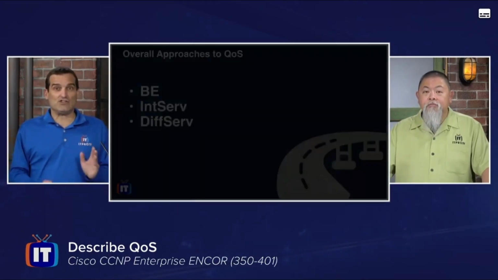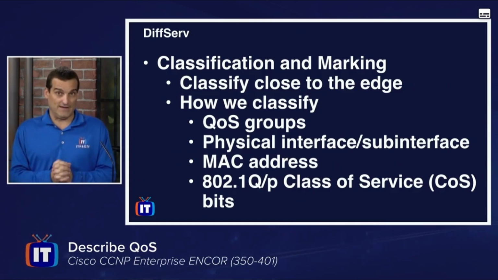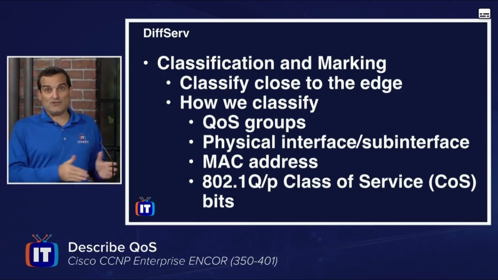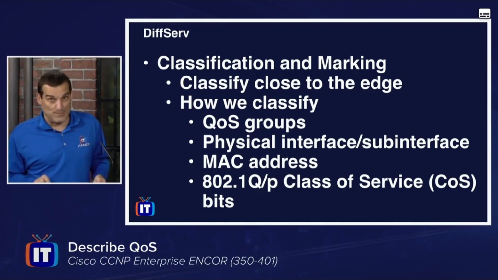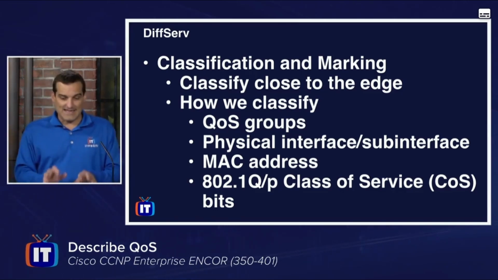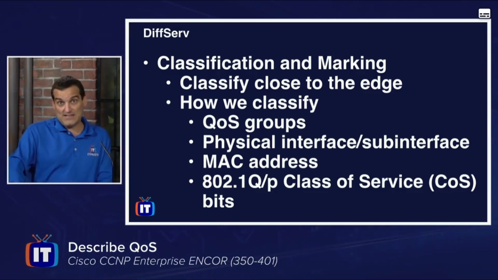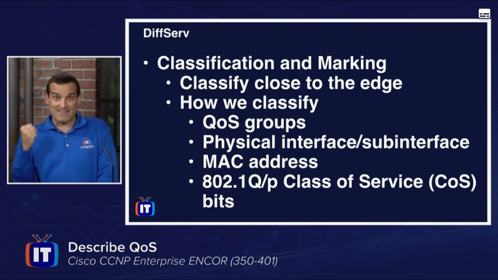The differentiated services approach begins by classifying traffic. We classify traffic first. We like to classify traffic as close to the edge of the network as possible. Let me even give you a better definition. We like to do it as close to the source as possible. So if Ronnie is sitting at his desk and he picks up his voice over IP phone to make a phone call, we want to classify it right there at the source of the traffic, if at all possible.